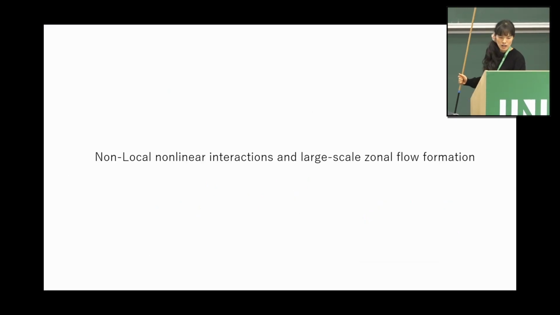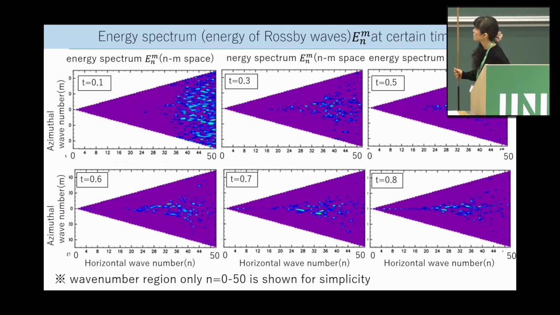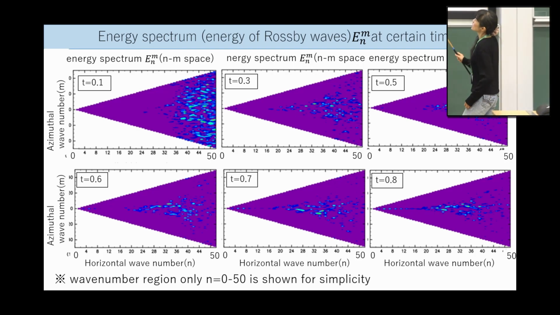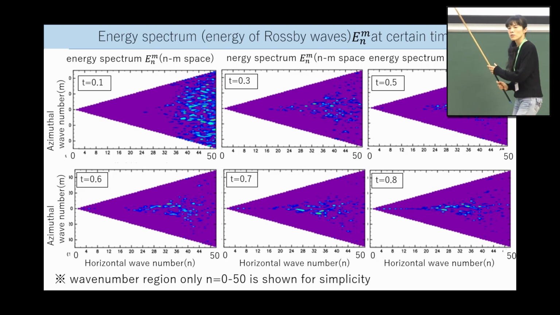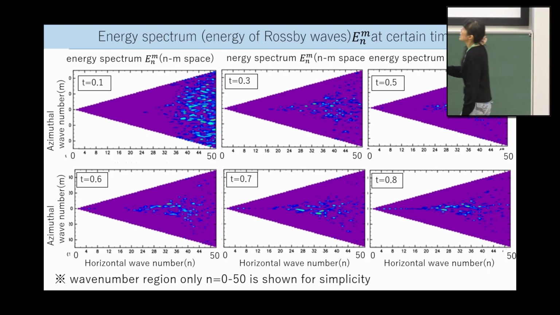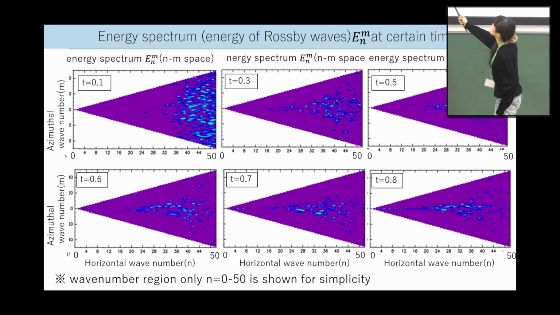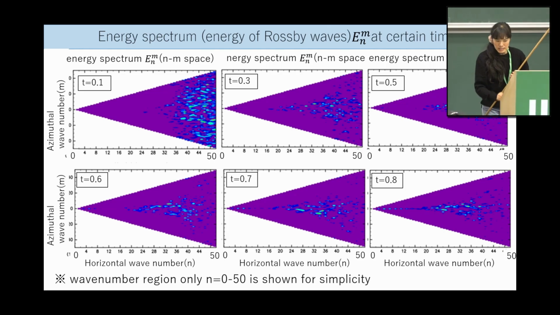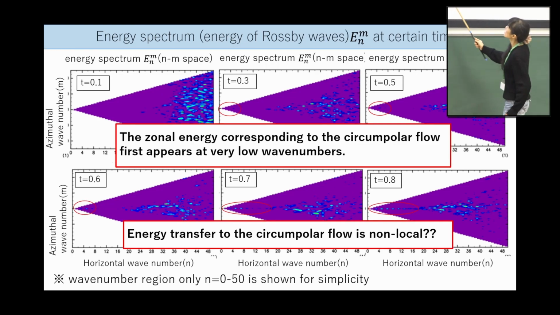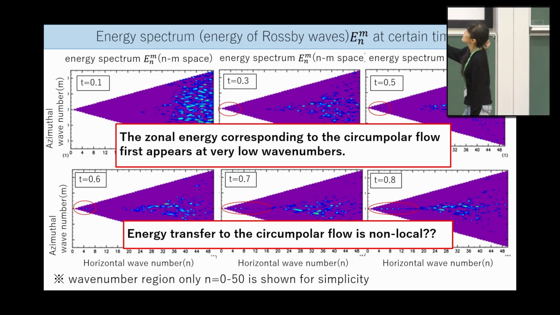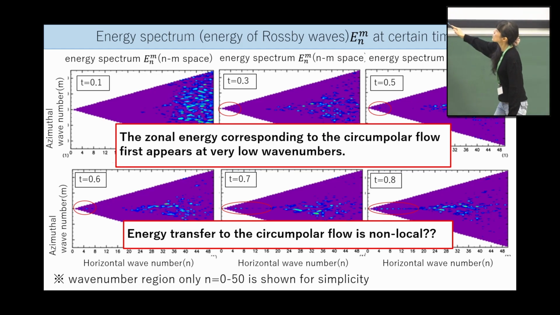And then next, let's go on to the local nonlinear interactions and large-scale zonal formation. Here I would like to show you the energy spectrum of the flow at certain times. For example, this is t equals 0.1, 0.3, 0.5, 6, 7, 8. And if we look closely, we can notice that zonal energy corresponding to the circumpolar flow, something around here, first appears at very low wave numbers.